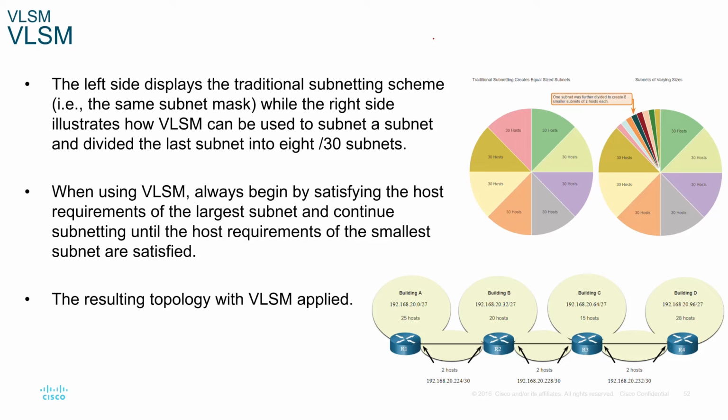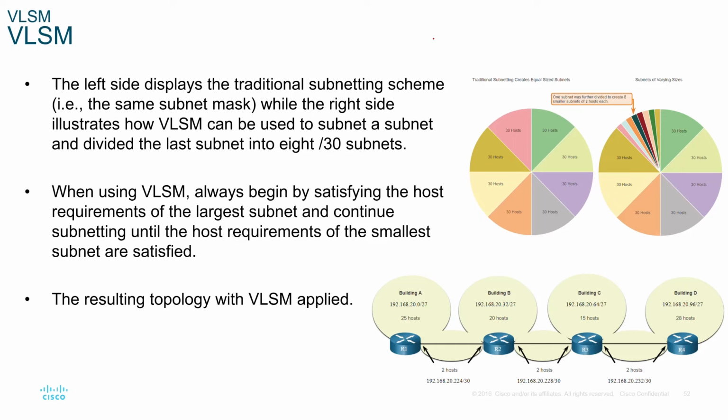So here, using their pie charts, they're showing how, using a traditional scheme, everybody had 30 hosts. The right pie chart, once we use VLSM, we take one of those sections of pie and we subnet it further to provide connections or networks only to our links that go between the routers.